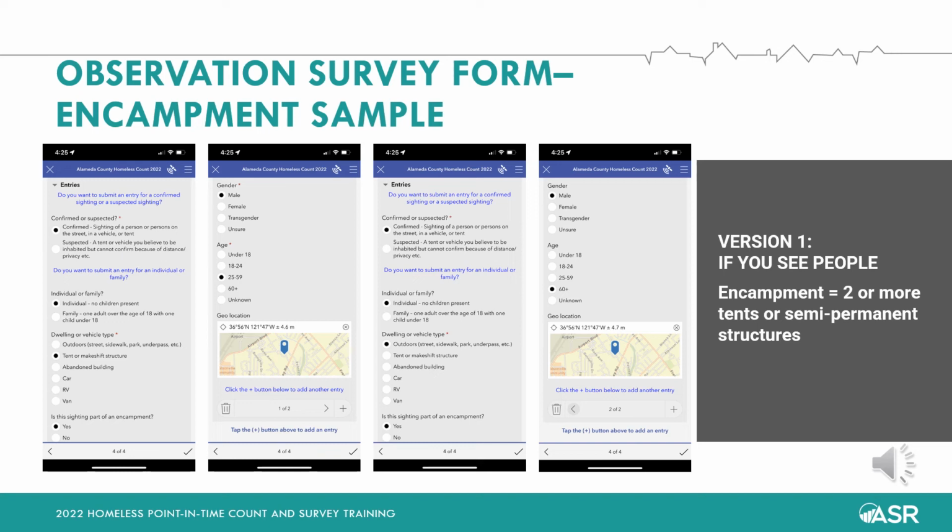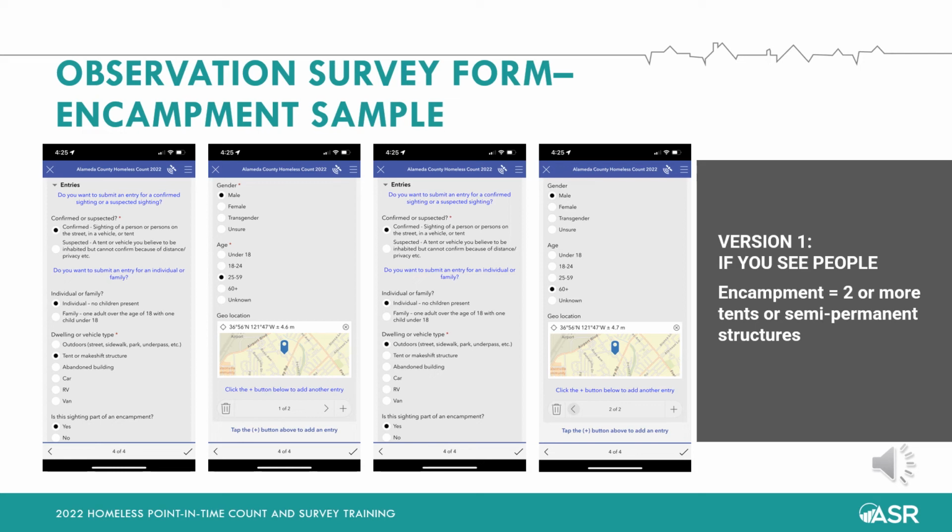An encampment is defined as 2 or more tents or makeshift shelters that are grouped together. In this example, you observed an individual who appeared to be male and in his 30s outside a tent. You also observed a tent directly next to his with an individual who appeared to be male and in his 60s standing outside of that tent.